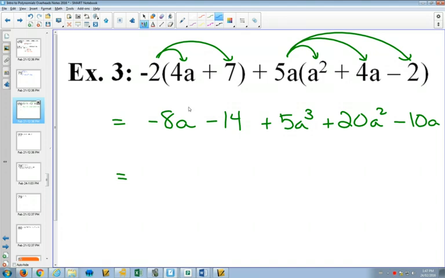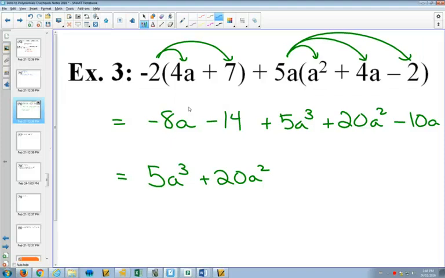And if we're going to write our final answer, I'm going to start with the one with the biggest degree. The biggest degree here is the 5a cubed. Do we have any like terms with 5a cubed? No. Okay, so remember, to be like terms, it has to have the same variables and the same exponent with those variables. So there is nothing that goes with 5a cubed. What about 20a squared? Is there any other a squareds? No. So we have plus 20a squared.